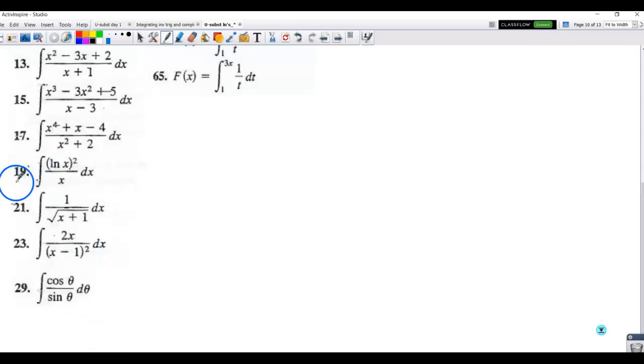Number 19. In number 19, I have an inside function of ln x. So this time I'm not letting u equal the denominator. You got to use whatever strategy you need. We're looking for inside functions for u sub. The derivative of ln of x is 1 over x dx. That's a good thing because that's what I have.